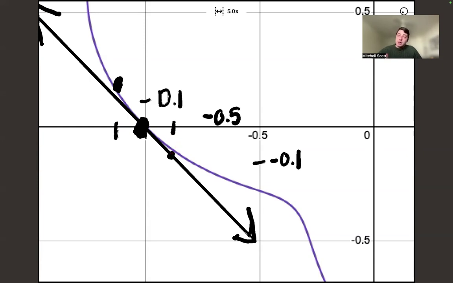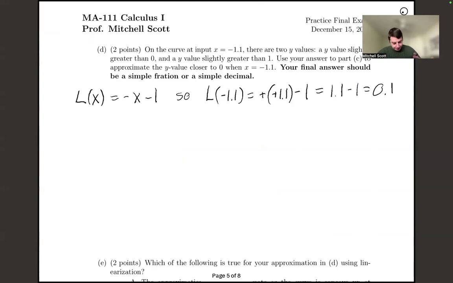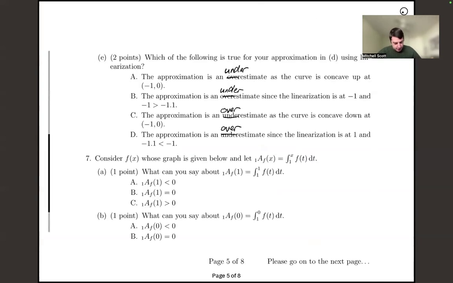But one is greater than minus 1 and one is less than minus 1. So I don't think that's the answer. Okay, so I'm going to cross that out. Our approximation is an overestimate because the curve is concave down.